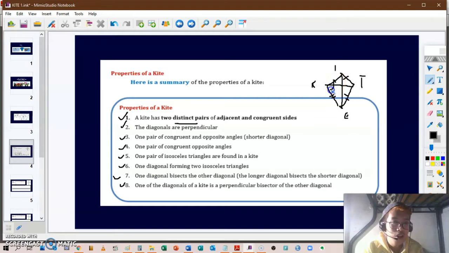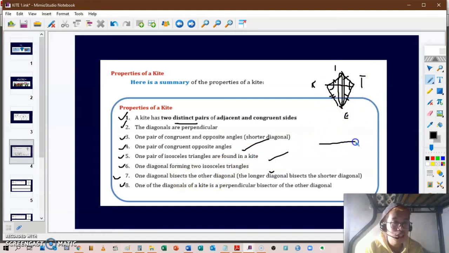Okay, so we have here angles K and T that are congruent, and then we also have one pair of congruent opposite angles. One pair of isosceles triangles are also found in a kite. If you see the diagonal here at the center, the diagonal separates two isosceles triangles, IKE and ITE. And also we have one diagonal forming two isosceles triangles, as mentioned a while ago, and one diagonal bisects the other diagonal.